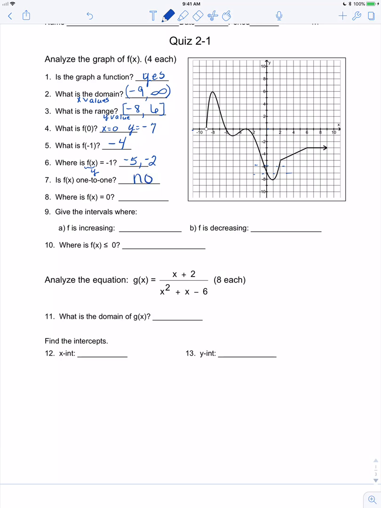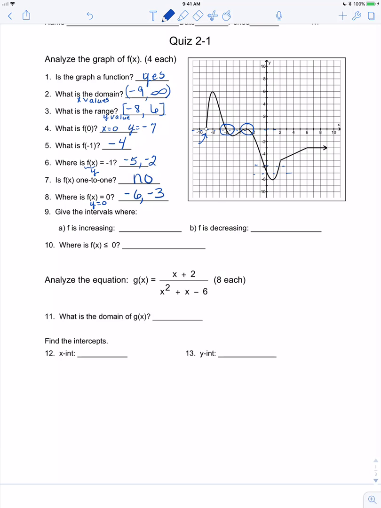Number 8 is asking us, where is f of x equal to 0? Well, remember, that means when y is equal to 0, what is x? Well, y is equal to 0 along that x-axis, so we've got this one, and we also have this point. This is not a point because it is not touching that. It's going to be everything up to that -9, but it does not include that -9 because it's that open hole. So our only 2 is at -6 and at -3.